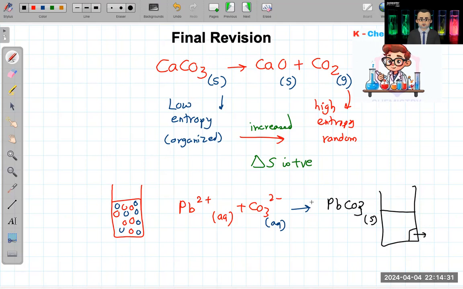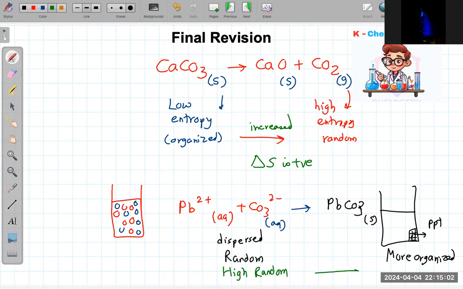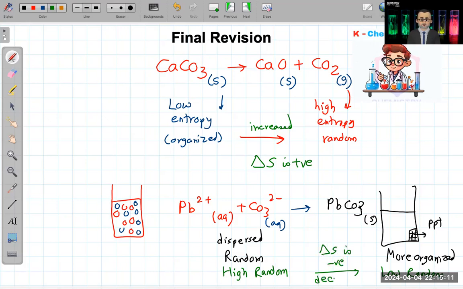So which is organized? The ions are dispersed everywhere in the system, which means they are random. But the precipitate particles are sitting here organized like crystals, so they are more organized. So what happened to the entropy here? This one is random, which means it has high randomness, and it changed into low randomness or an organized structure, which means that our delta S is negative. Why? Because it has decreased.